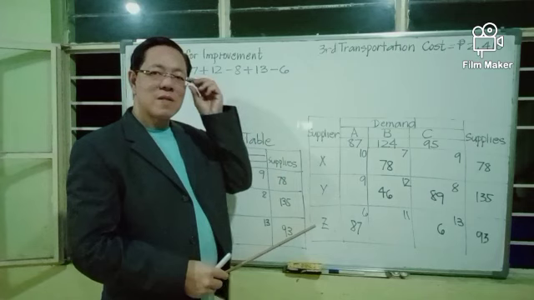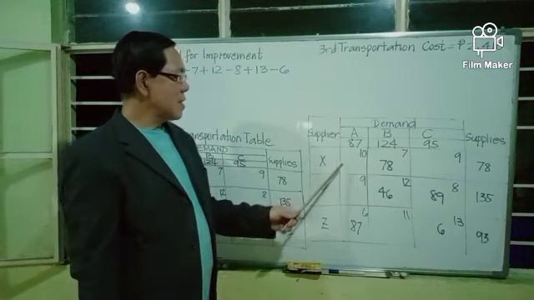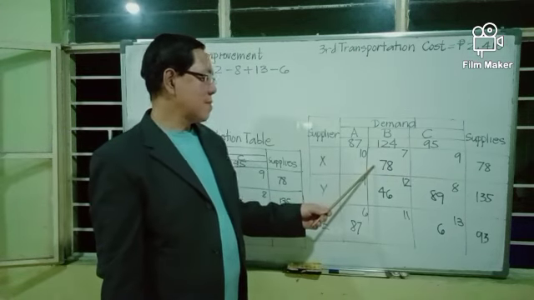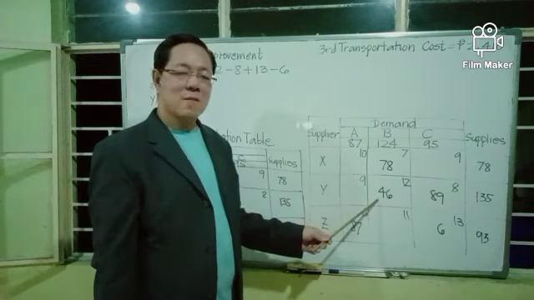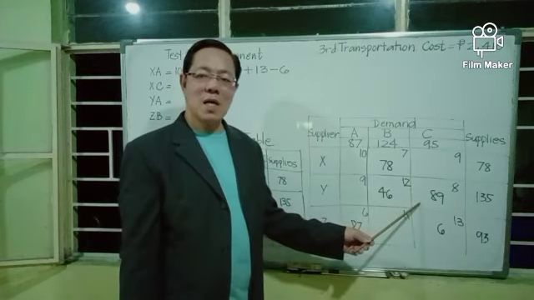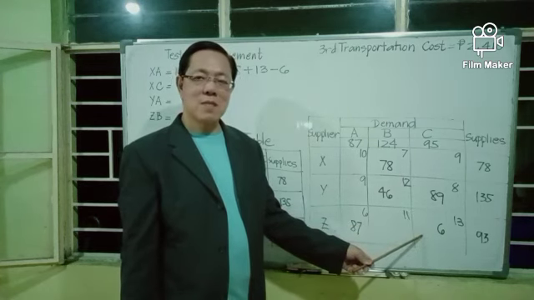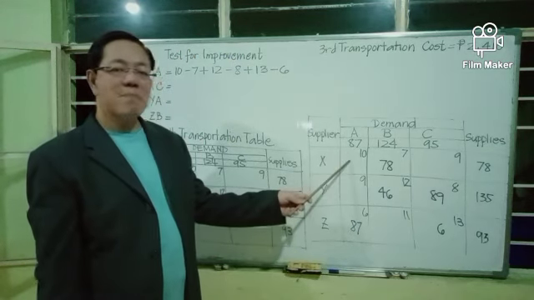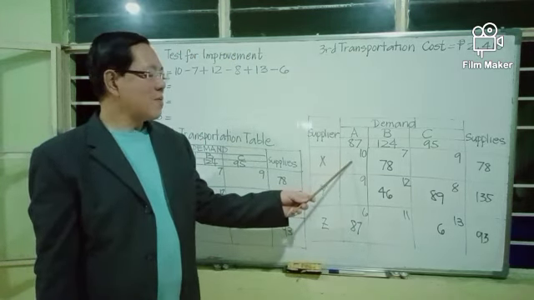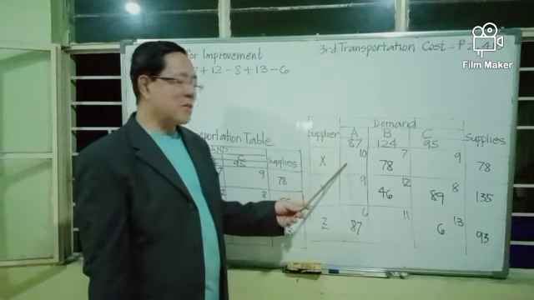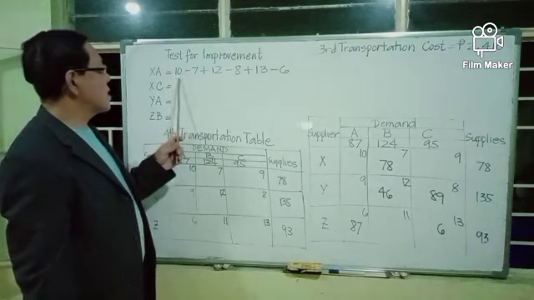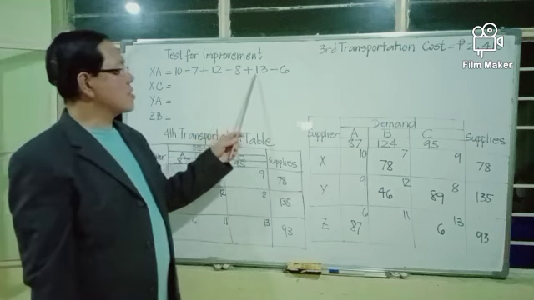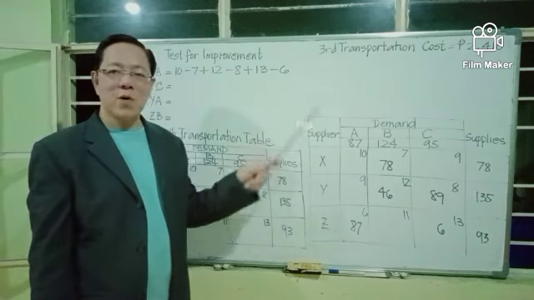Again, the closed path for the vacant cell XA is horizontal to the right, vertically downward to 46, horizontally to the right to 89, vertically downward to 6, horizontally to the left to 87, and vertically upward back to the vacant cell XA. We now compute the net cell cost for this vacant cell XA. We have 10 minus 7 is 3, plus 12 is 15, minus 8 is 7, plus 13 is 20, minus 6 is 14.